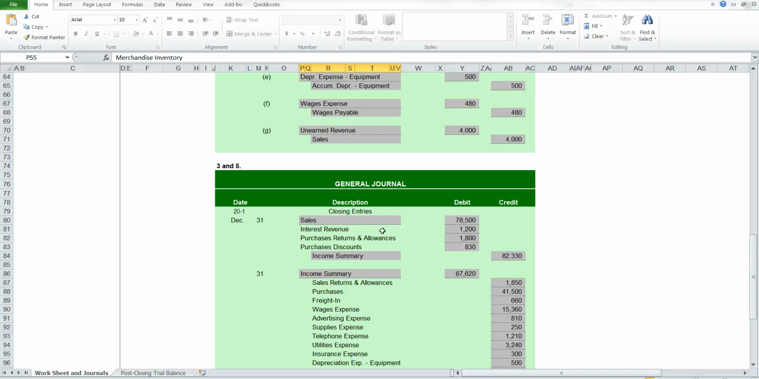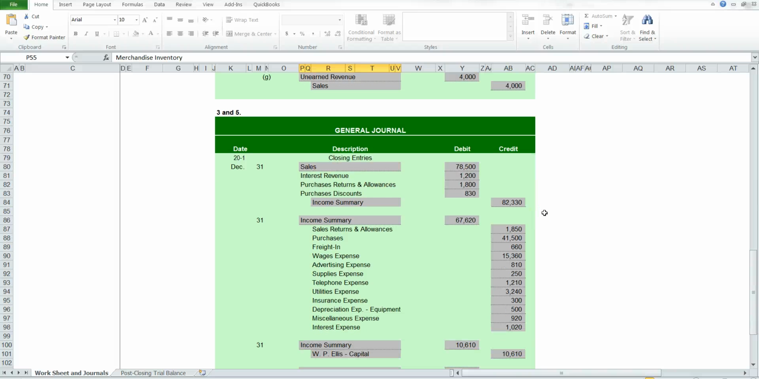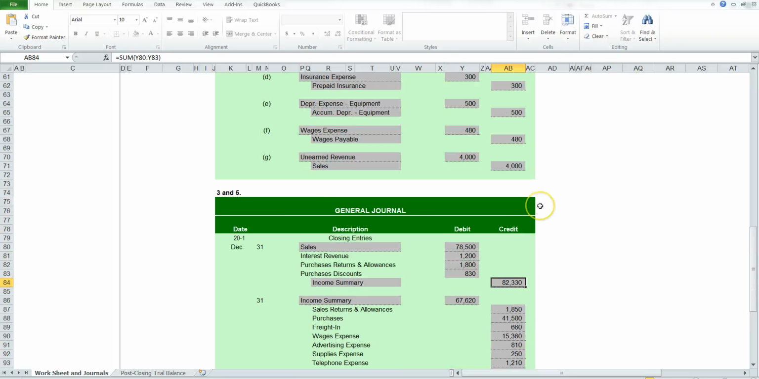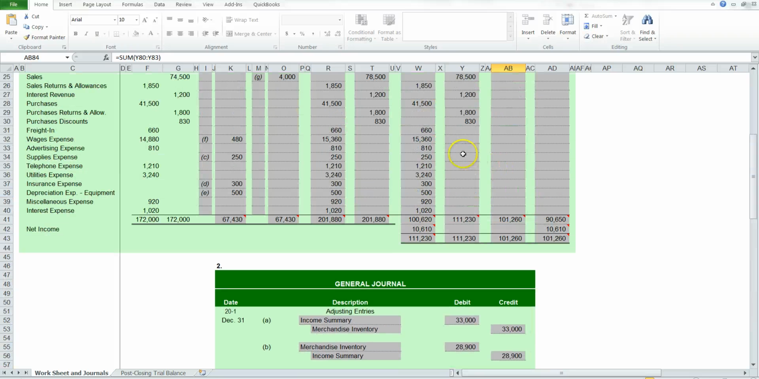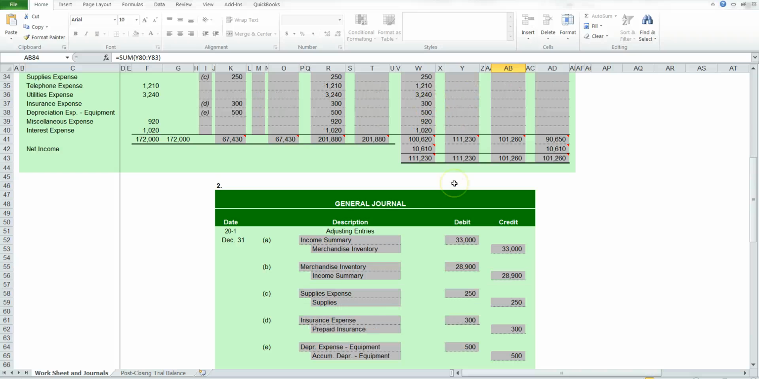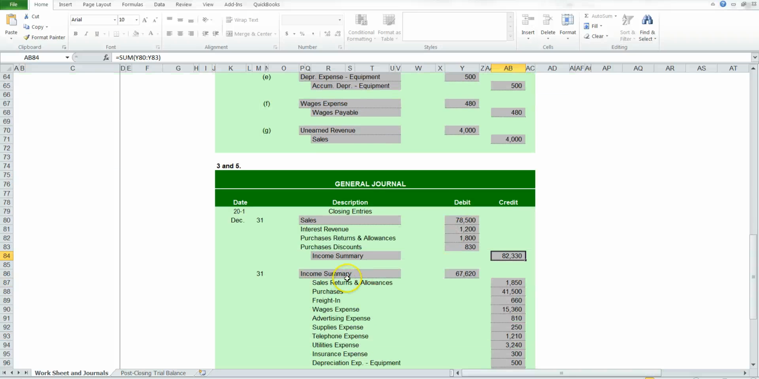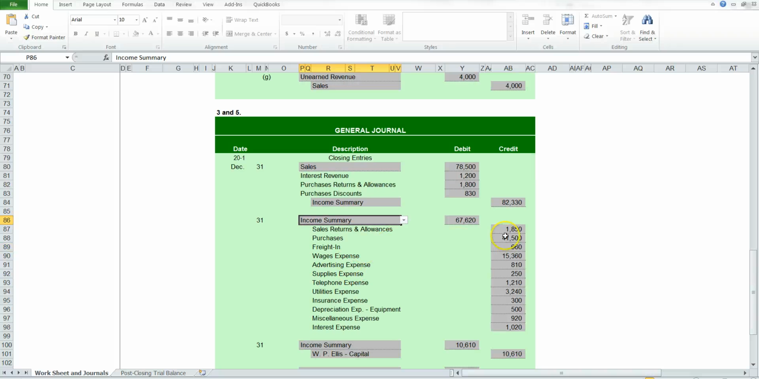Now we have to think again. We need to close out our accounts. So we need to close out our sales, our interest revenue, our purchases and sales and allowances. So we're going to take these numbers to create an entry and offset it to our net income. These numbers we're going to look and get the totals from up above. Next, we're going to take all our expenses, take the total, and offset that entry to our income summary.